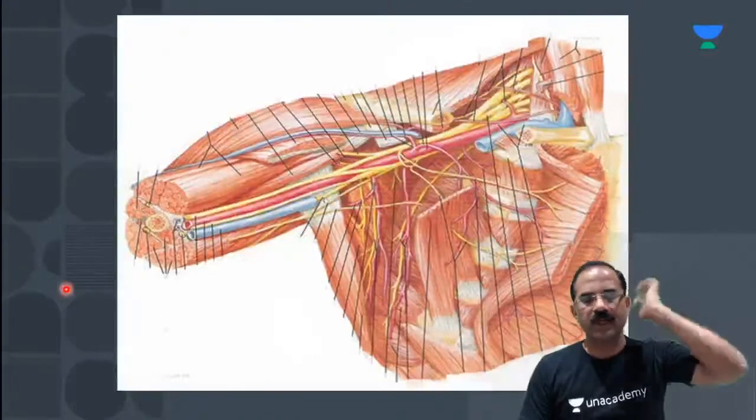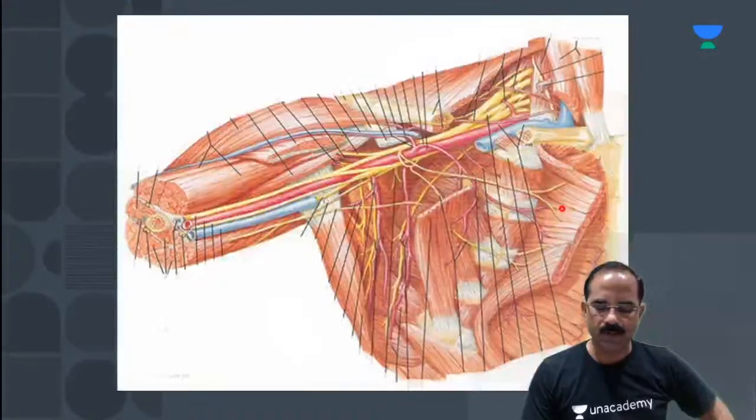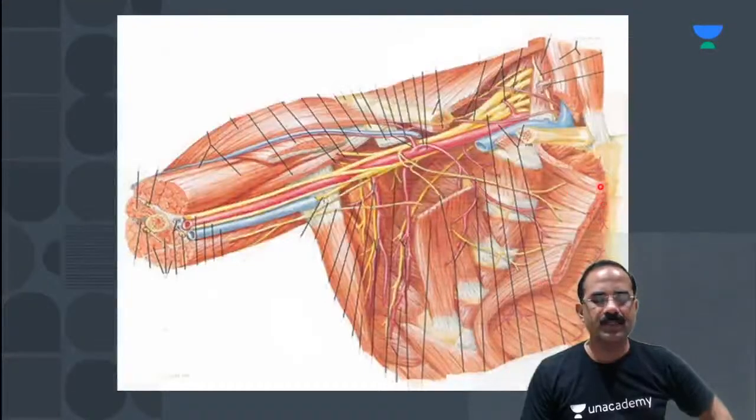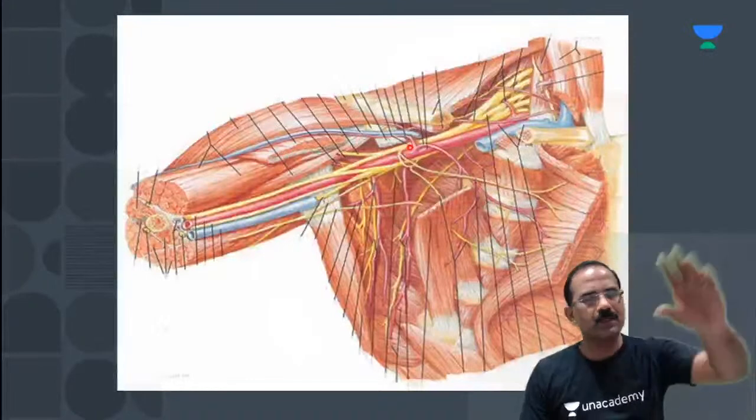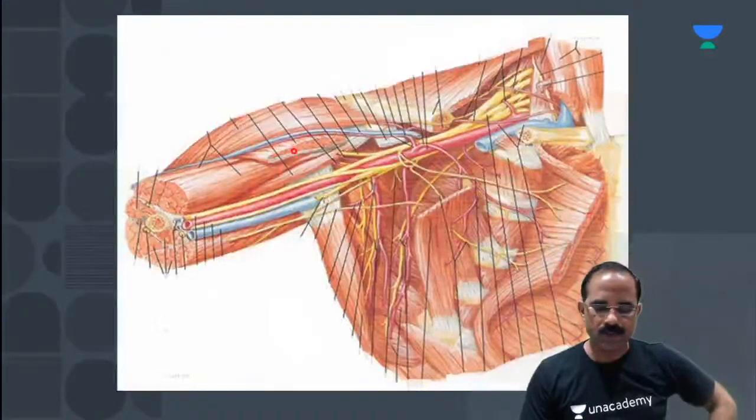Chalo, we'll start. You can answer this, students. What is this muscle? Can you see this pointer now? What is this muscle? A big muscle. That's a pectoralis major.